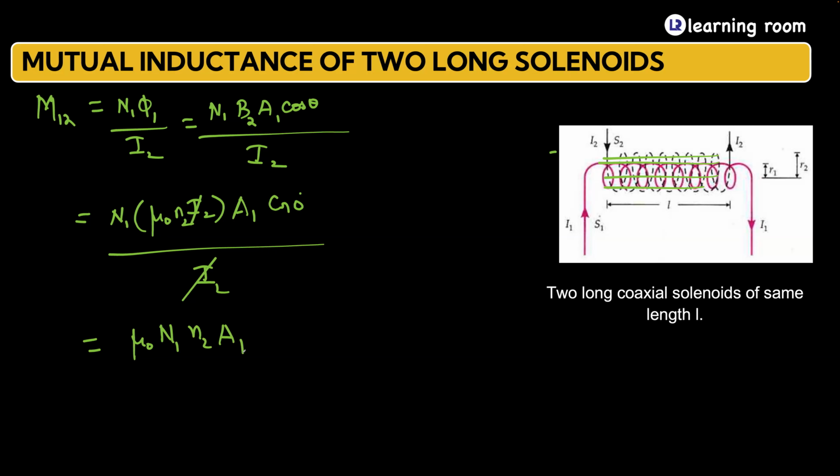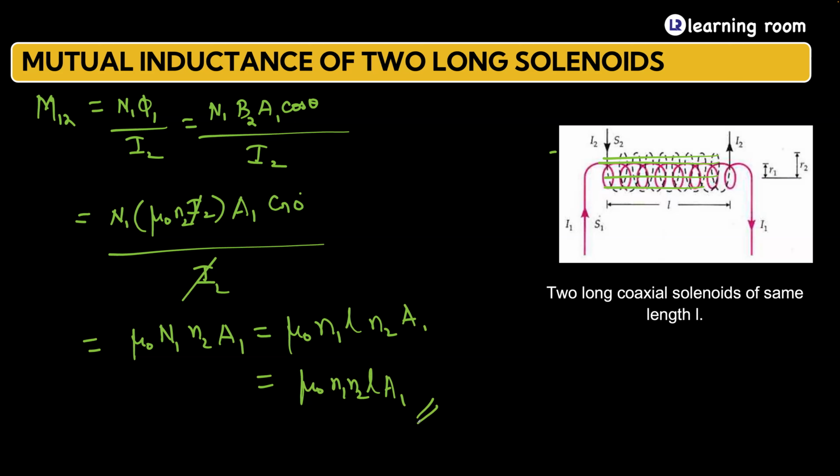See, there are two ways to write this. You can write capital N1 in terms of small n1. So you can write it as mu naught into n1 into L into n2 into A1, or this can be written as mu naught into n1 n2 into L into A1. If you observe, this value will exactly match with whatever value we have derived previously. Check what is M21 that you have. Are they both the same?